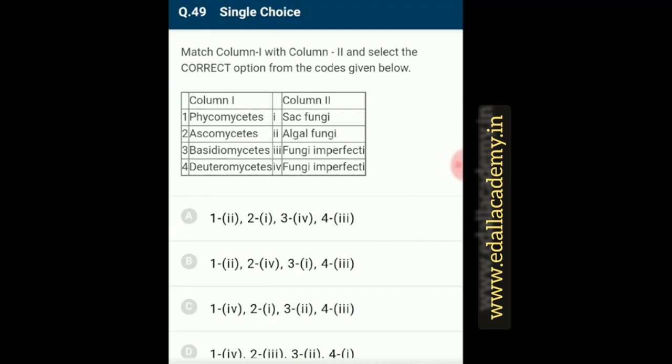Agaricus and Puccinia are examples. Deuteromycetes reproduce only via asexual mode through spores called conidia. The mycelium of this group is septate and branched. Trichoderma and Colletotrichum are examples. So the correctly matching option is option 1, that is option A.